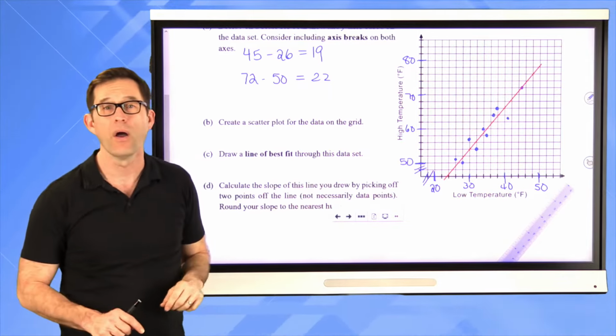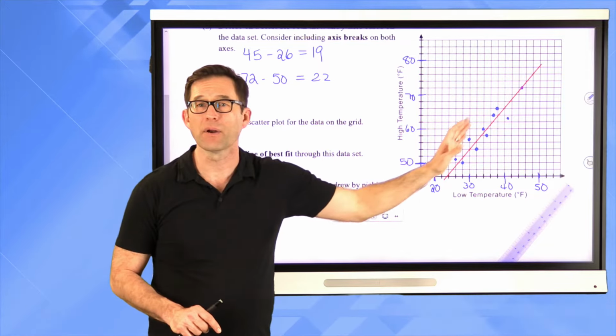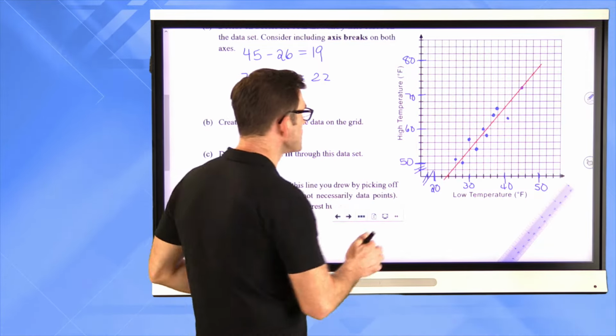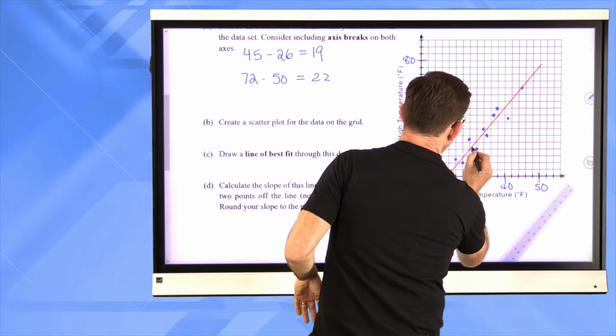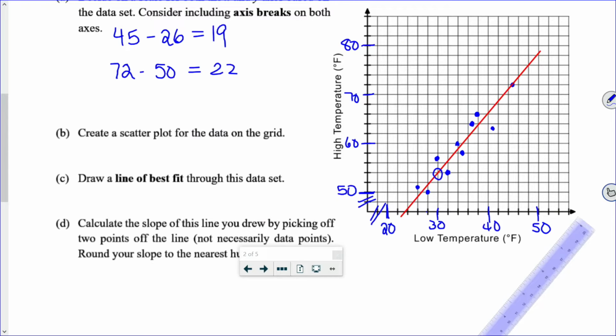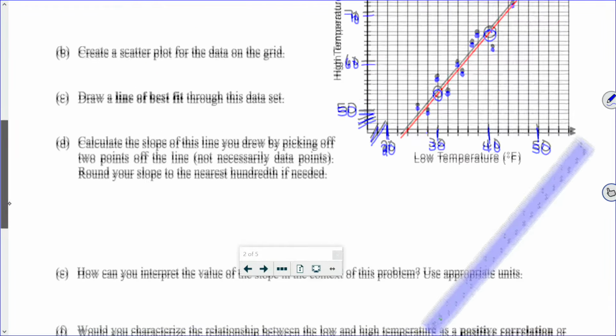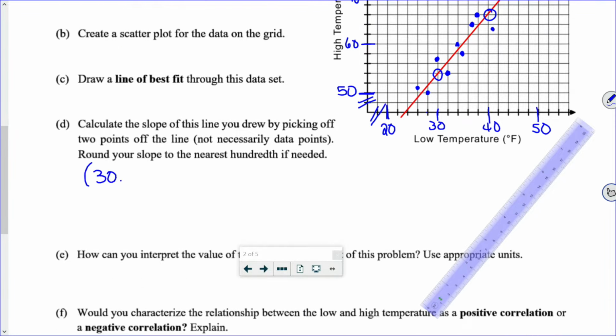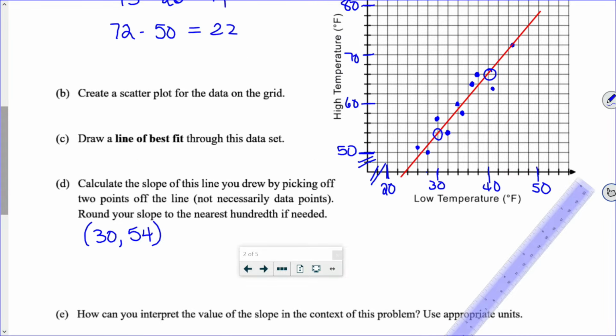Now granted, I managed to draw this line right through that particular point, but I'm going to ignore that for right now. I'm going to look along this line and try to find 2 points that it goes through that are very obvious. Now your 2 points might be different if you had a different line of best fit drawn. But right now I can see that this thing goes through the point 30, 54. So I'm going to write down that point. And it goes through the point 40, 66.